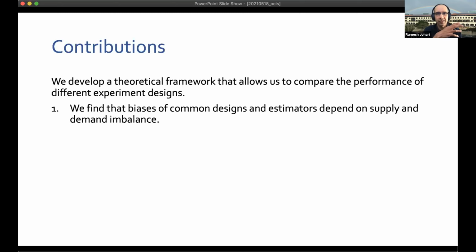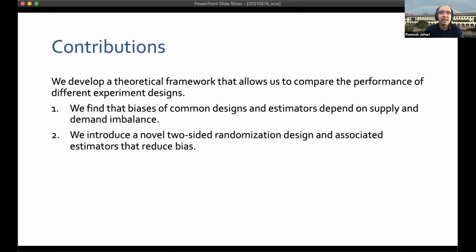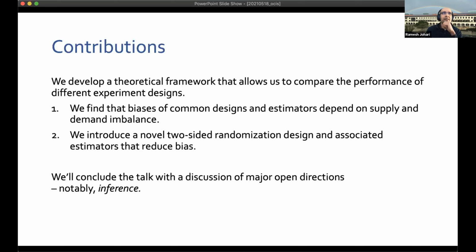What I'm going to try to show you is that not only are we able to characterize the dependence of bias on this supply-demand imbalance, but we also derive a lot of structural insight into why it arises. Beyond that, we're able to use our insights to motivate the development of a novel two-sided randomization design and associated estimators that can actually be used to reduce bias. And I'll conclude the talk with a discussion of major open directions.